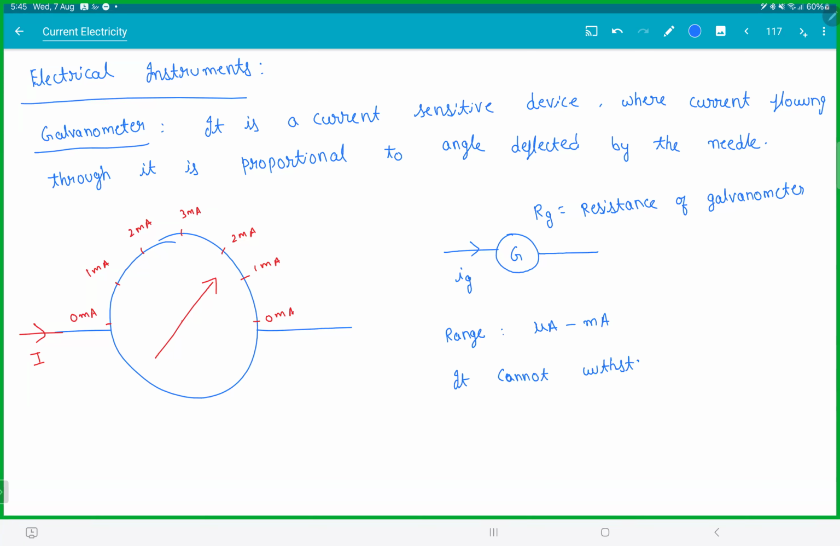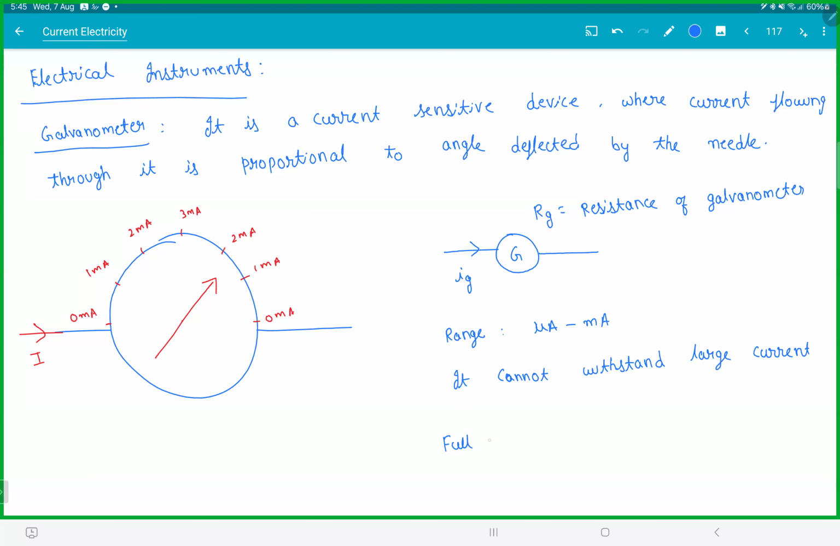So if you use thick wires, it won't be sensitive. So we have a problem. This thing cannot measure large currents. It can measure only milliamperes to microampere. Your AC uses more than 10 amps. So we need to do something about that.